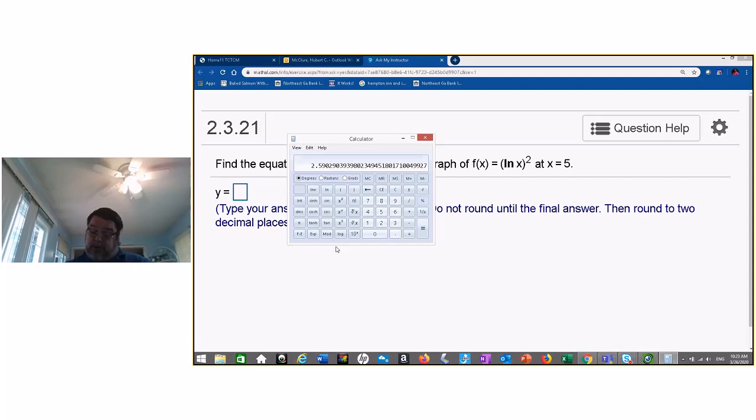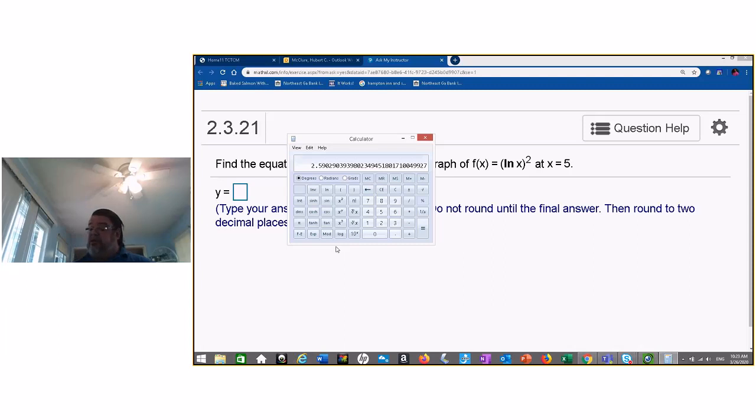Natural log of 5 raised to the second power is 2.6. I'm going to put 2.6 right there. Now you might need to write it as 2.59, but I'm going to put 2.6.